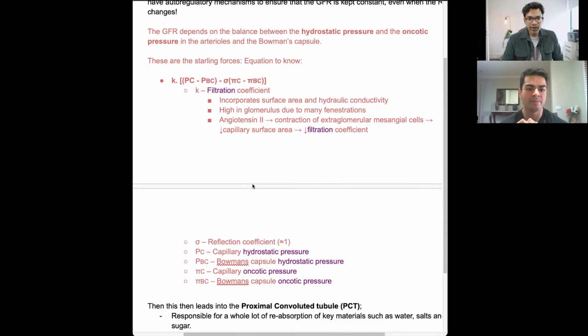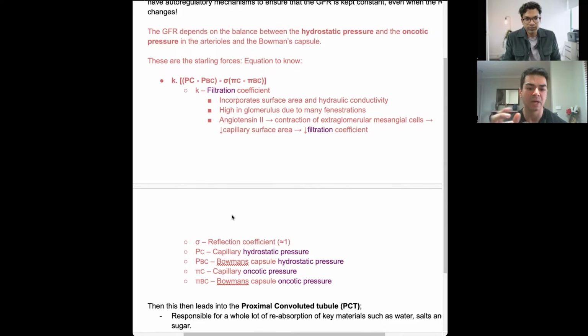Fantastic. Which is then multiplied by, in brackets, PC, which is your capillary hydrostatic pressure. So if you think about it, the capillary hydrostatic pressure wants to push things in to become filtrate. So that's why that capillary hydrostatic pressure is really important. But then that's opposed by the hydrostatic pressure of the Bowman's capsule. So it's the opposite effect within the Bowman's capsule. So that's why your first bit is your capillary hydrostatic pressure minus your Bowman's capsule hydrostatic pressure.